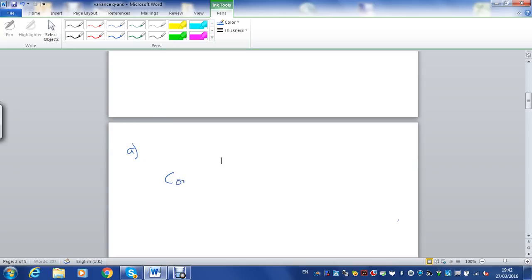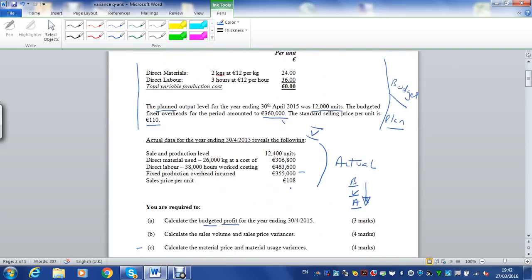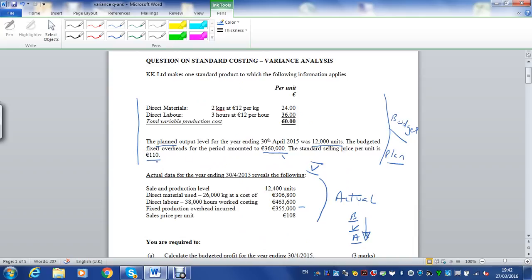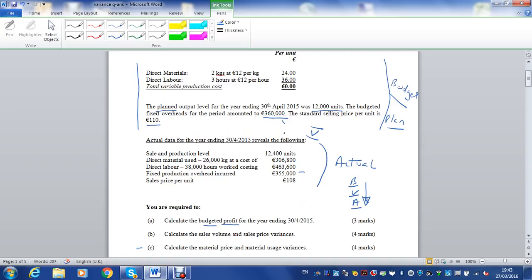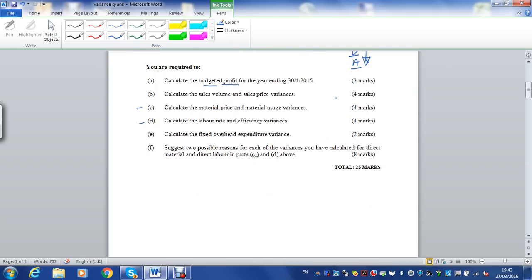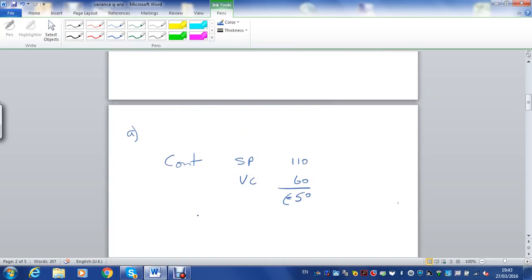To work out the contribution, that's typically the sales price, or the sales, if you like, less the variable cost. And in this case, it's 110, which is your standard, which is your budgeted sales price, and your variable cost is 60, and that gives you 50. Where did you get these figures? Straight here. There's your 110, and there's your 60. And we multiply that by our planned output. Again, it's all the budget, and the only activity here is 12,000. And guess what? We multiply that by 12,000. And that gives us a big figure of 600,000.